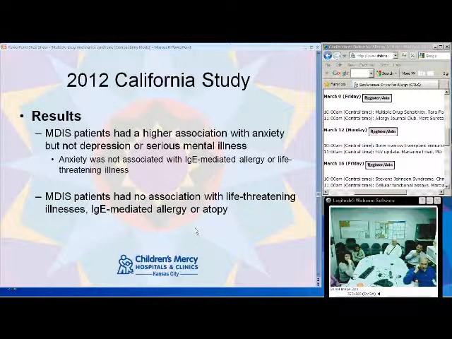So again, multiple drug intolerance syndrome had no association with life-threatening illnesses, no association with IgE-mediated allergy. So even the patients that did have IgE-mediated allergy, there wasn't necessarily a correlation with having more allergies. And then atopy was not correlated in this study.